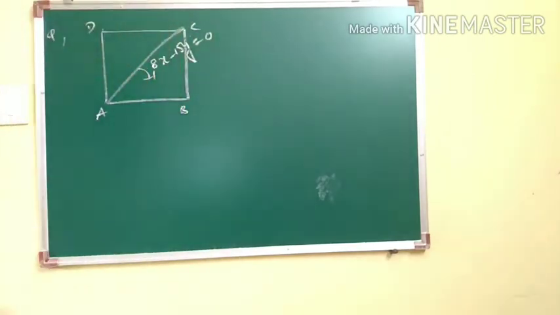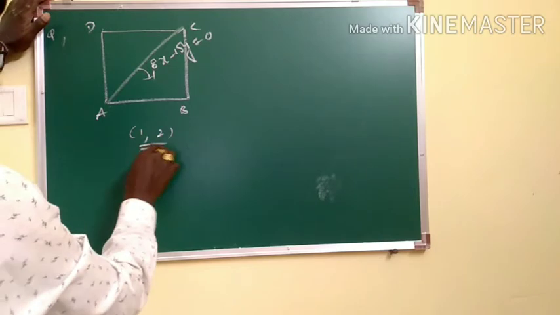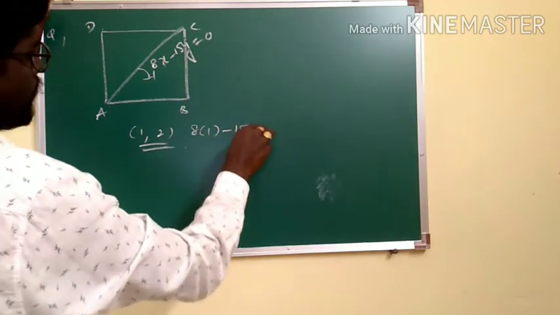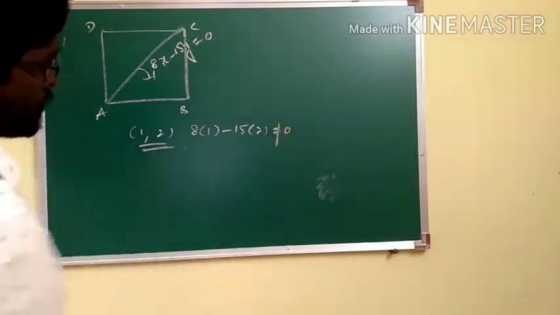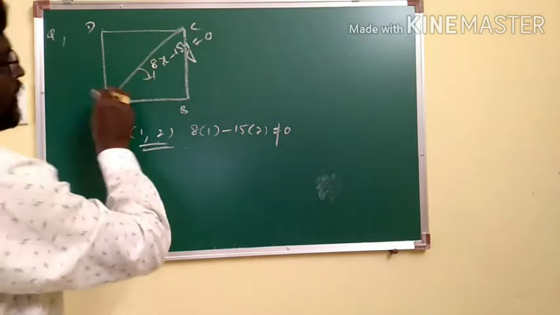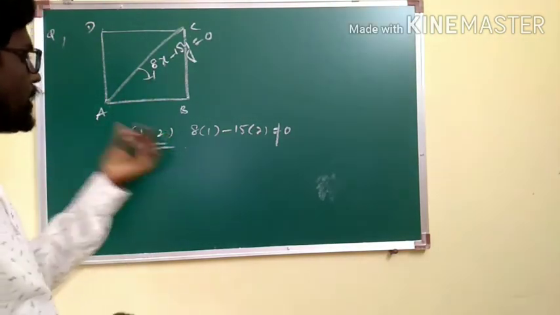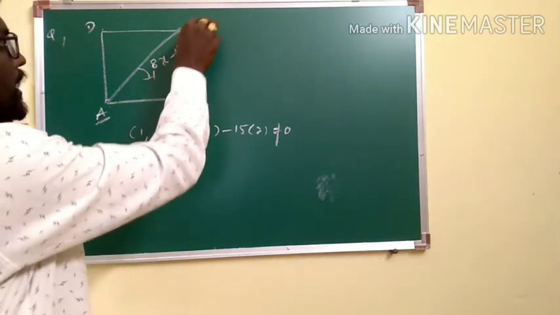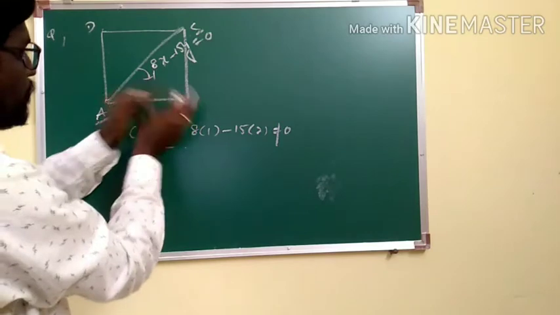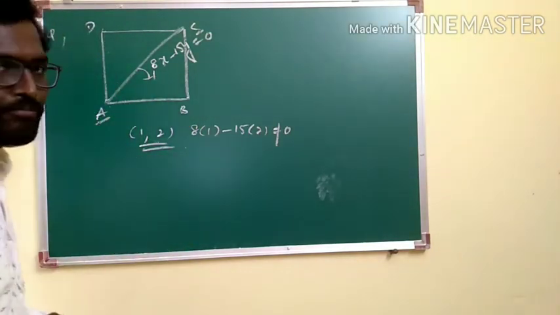First, let us see whether this diagonal is passing through the given vertex (1, 2) or not. Substituting, 8 into 1 minus 15 into 2 is not equal to 0. So the point (1, 2) does not satisfy the diagonal equation, which means the vertex (1, 2) should not be taken as A or C. It should be taken as either D or B.